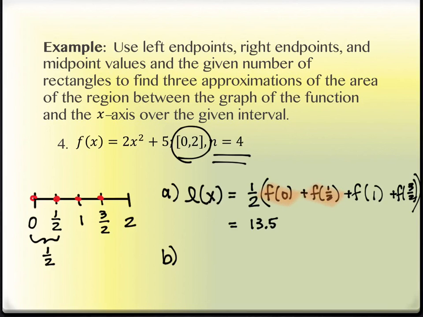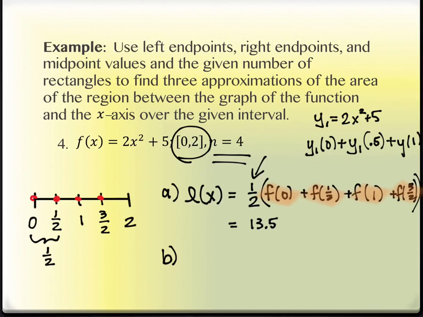The way that we get these things to show up in your calculator is you can store the equation in y1. So your y1 is equal to 2x squared plus 5. Then back in your regular screen, I wouldn't put the 1/2 part in yet. I'd just put the other pieces in: y1 of 0, plus y1 of 0.5, plus y1 of 1, plus y1 of 1.5, or 3/2. Remember, you can get the y1 by hitting vars, y vars, function, y1. That's how we did that.